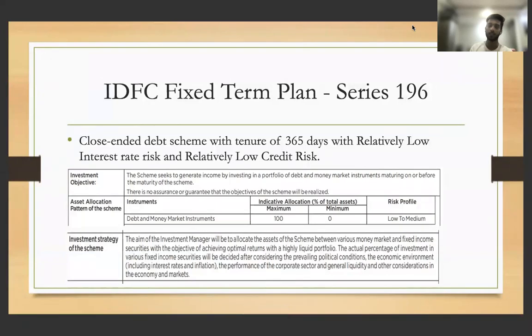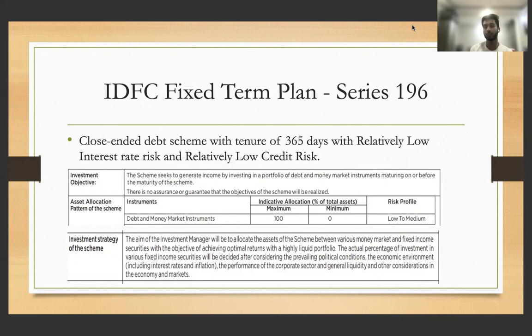So coming to the details of IDFC Fixed Term Plan Series 196. It is a close-ended scheme with a tenure of 365 days, with relatively low interest rate risk and relatively low credit risk. The objective of the scheme is to generate income by investing in a portfolio of debt and money market instruments maturing on or before the maturity of the scheme. Asset allocation will be 100% to debt and money market instruments, with a risk profile of low to medium.